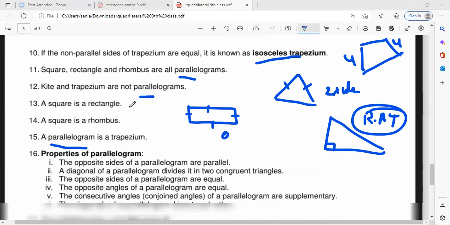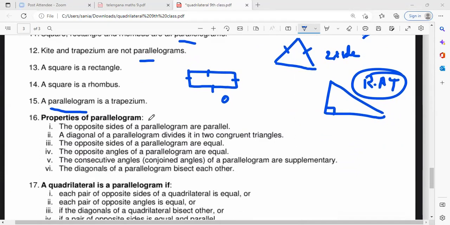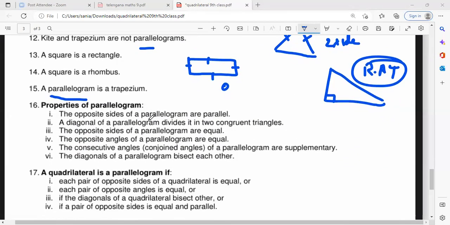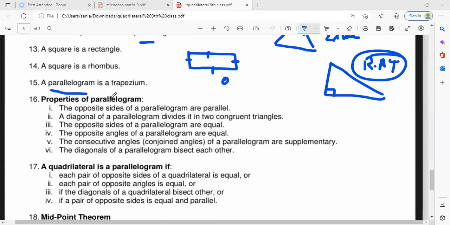Now let's start with the next thing, which is the properties of a parallelogram. So what are the properties of a parallelogram basically? These are the properties. First, the opposite sides of a parallelogram are parallel, right? Diagonals of a parallelogram divide it into two congruent triangles.